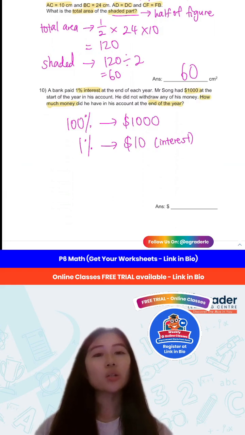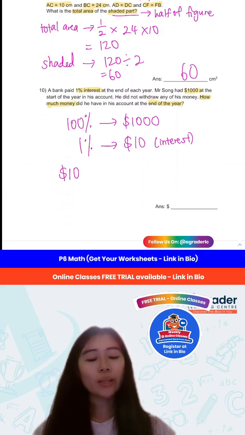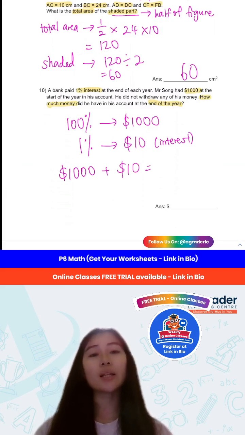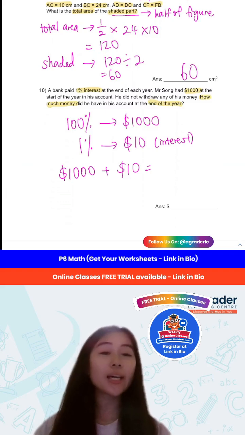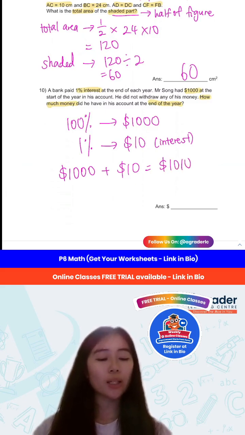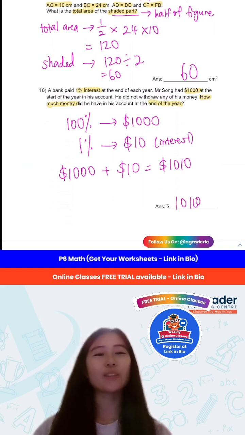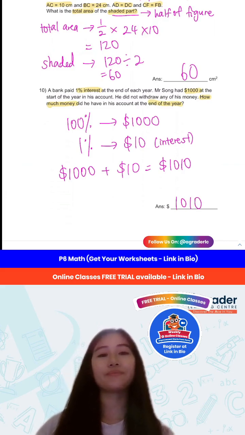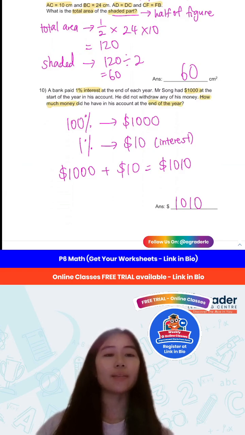So the total amount of money will be $1,000 plus $10. $1,000 is the money that he originally had. Then you just add the $10 interest that the bank pays him. Okay, so the final amount of money is 1010, which all of you got correct.